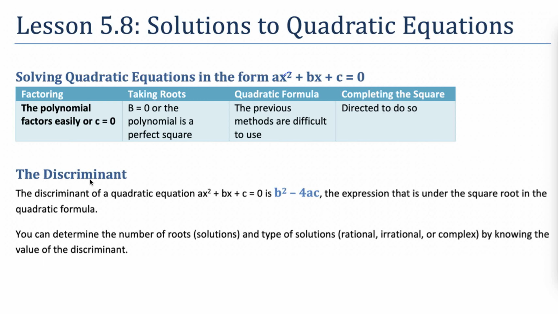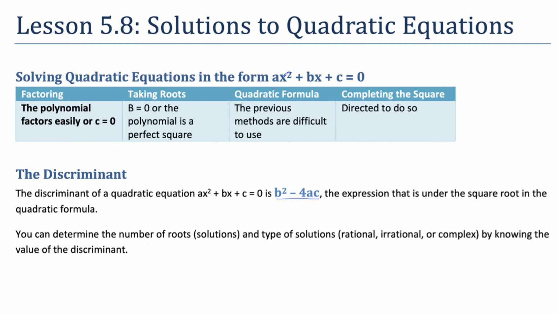So what we're going to focus on today is this idea called the discriminant. The discriminant of a quadratic equation is b squared minus 4ac, and you should recognize this as what is under the square root in the quadratic formula. And we can use this if we want to know the number of roots or solutions and the types of solutions, so rational, irrational, or complex, by knowing the value of the discriminant.